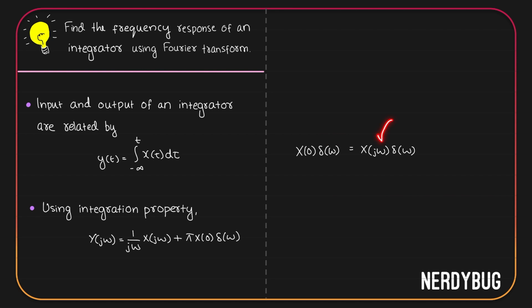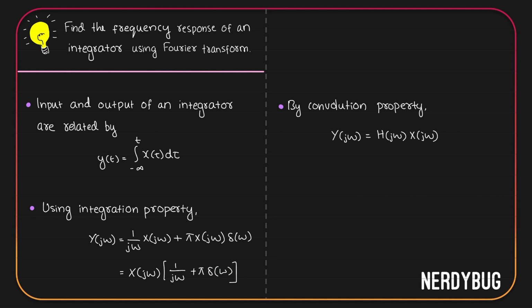So even if you write x of j omega, this will work only if omega equals 0. So you are essentially taking x of 0. Now we have x of j omega here and here. Let us take it as common. X of j omega multiplied by 1 by j omega plus pi delta of omega. But according to the convolution property, y of j omega will be the product of h of j omega and x of j omega.